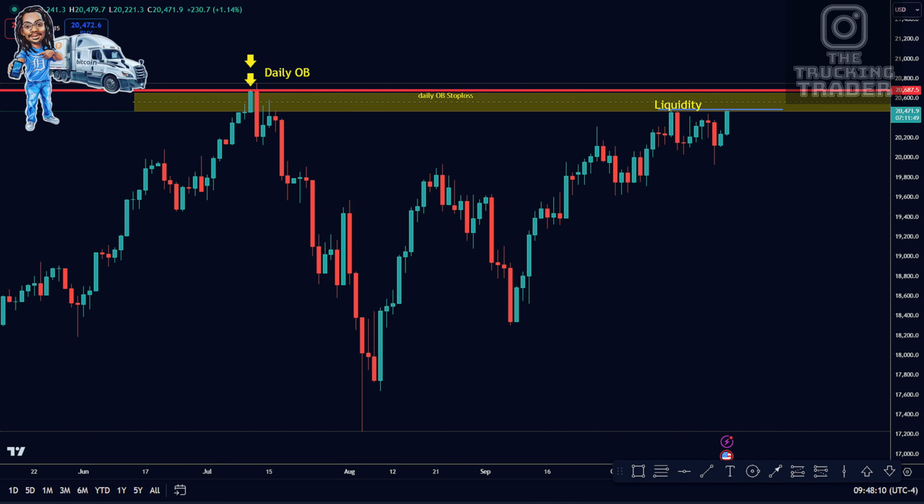But me, I am not a swing trader. I'm more of a scalper or intraday trader. So what I like to do is go to the lower time frames, maybe a 1-minute time frame, a 5-minute or a 15-minute time frame. And I like to wait for market structure to build inside of this daily order block zone.